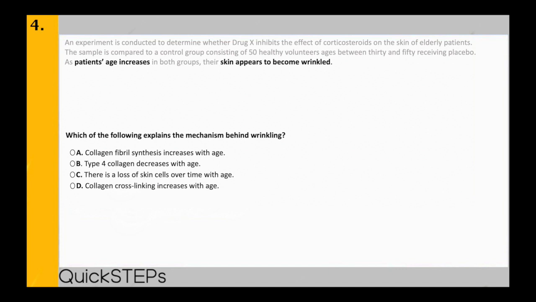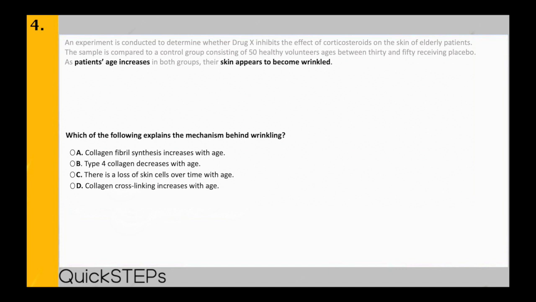How about answer choice B? Type 4 collagen decreases with age? Although collagen decreases with age, this has nothing to do with wrinkle formation since type 4 collagen is localized to the basement membrane. Answer choice C, there is loss of skin cells over time with age. Skin cells come from the stem cells in the basalis layer, so we are constantly regenerating them. So this really doesn't have much of an effect in terms of forming wrinkles.